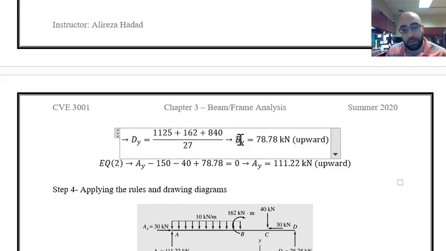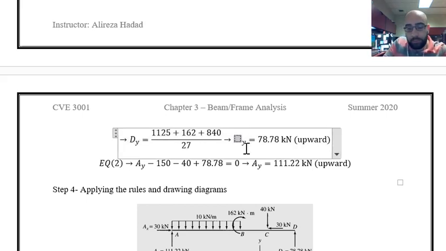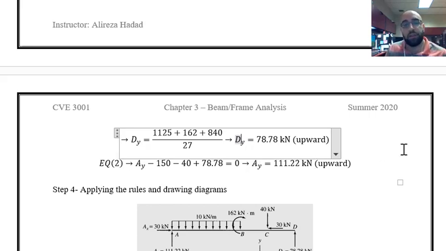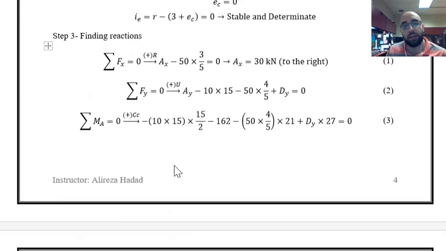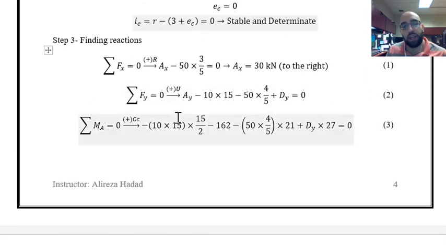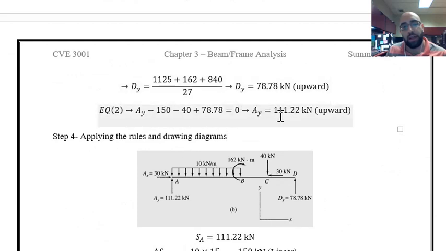as this term. I have to just fix this. The vertical reaction at D is found to be 78.78 kilonewton, and then returning that to equation 2, we can find the reaction at A as this value. So these are the reactions, and now I can use the relationships between loading, shear force, and bending moment to obtain the shear force diagram and bending moment diagram.